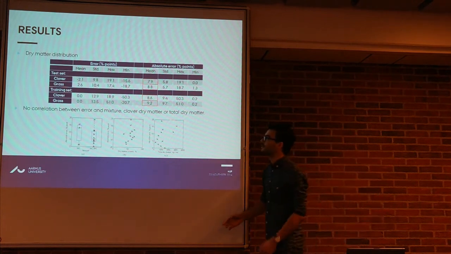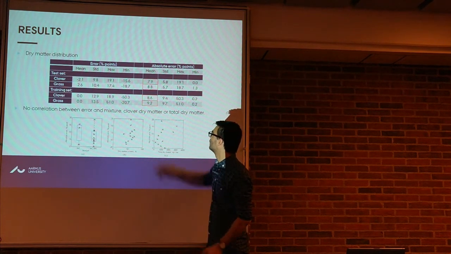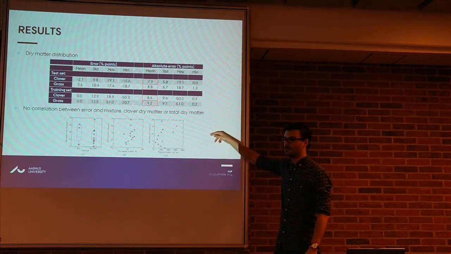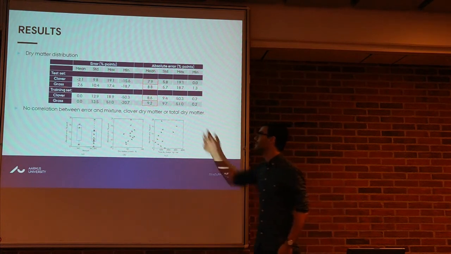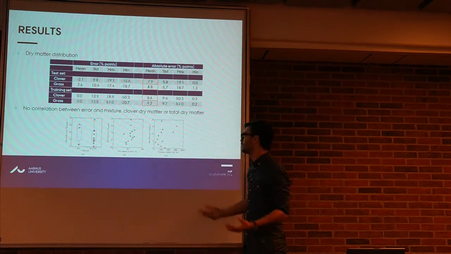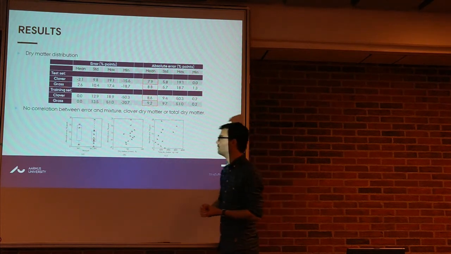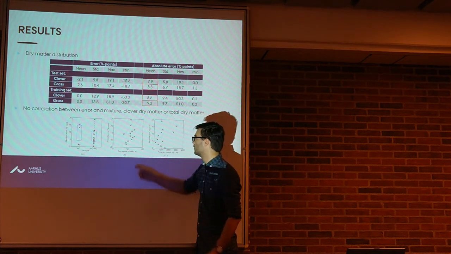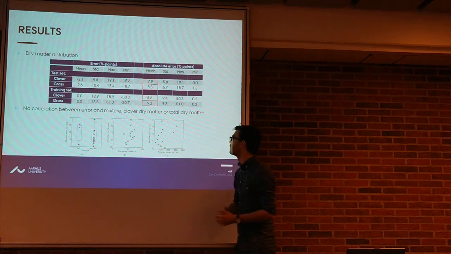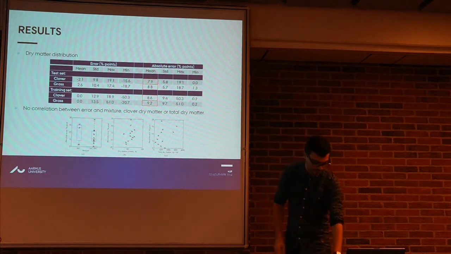If we look at the overall results of the dry matter distribution, on our training set we get a mean absolute error of about 8.6 and 9.2 percentage points. So if we, for instance, estimate a value, then it's within, on average, 8.6 or 9.2 percentage points. On our test set we get a little smaller error, which is a good thing. We also tested whether there was any correlation between the two mixtures and the error, and the true clover dry matter and the true total dry matter, but we didn't see any apparent correlation between those.